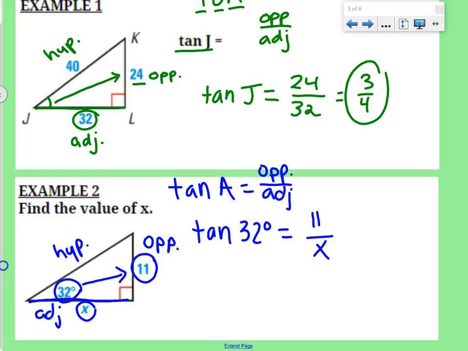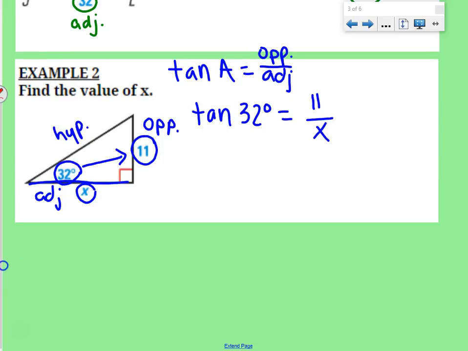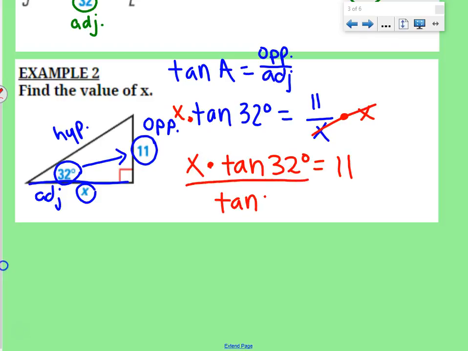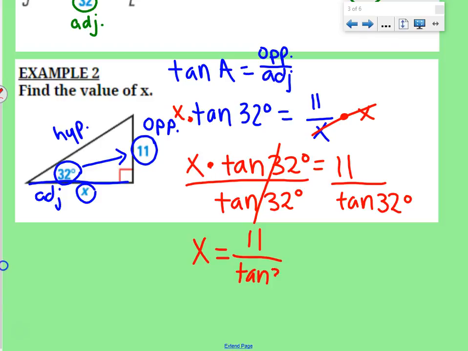Now we want to get X all by itself, so we're going to have to do a little algebra here. First off, we need to get X out of the denominator, so we're going to multiply by X on both sides. So now we have X times the tangent of 32 degrees equals 11. Well, now we want x all by itself, so we have to undo this multiplication with division. We're going to divide by the tangent of 32 degrees on both sides. Tangent of 32 degrees is going to cross out, so x equals 11 over the tangent of 32 degrees.